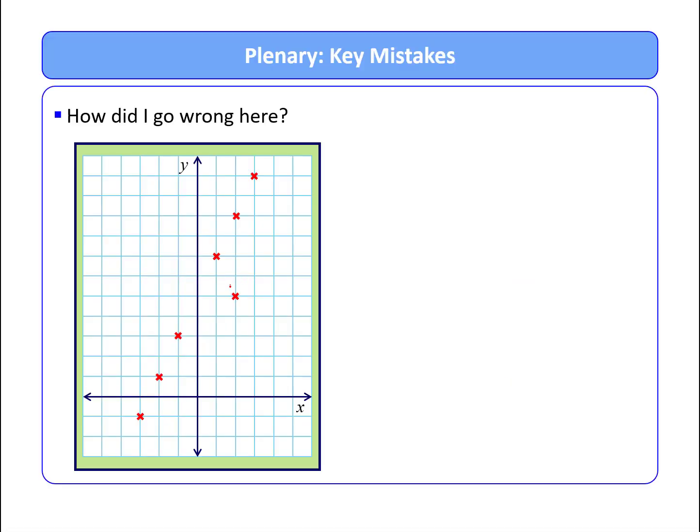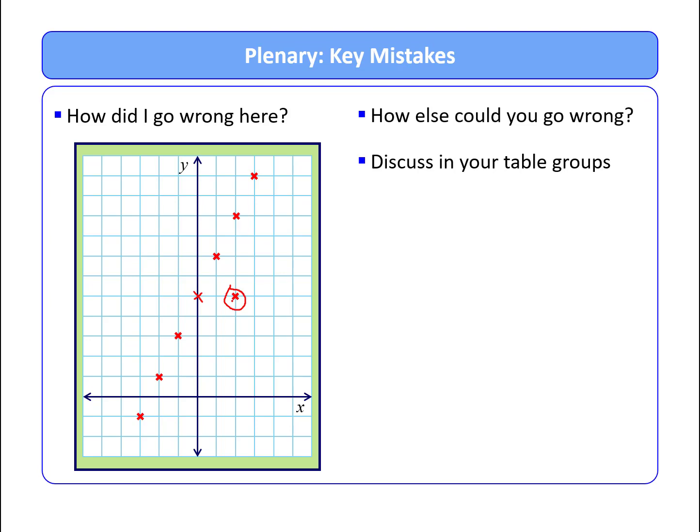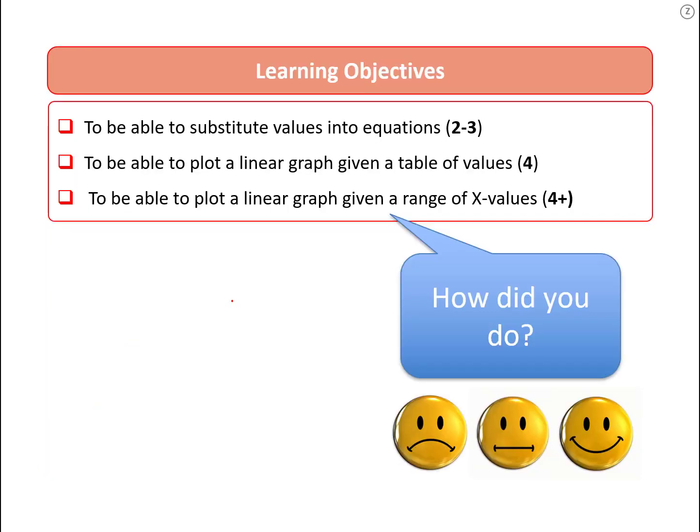This bit is obviously wrong, because it's a straight line graph, it should go there. That will lose you a mark, guys, so be careful. How else could you go wrong? Negative numbers, maybe. Make a mistake with negative numbers. Be careful with the scale. And just tick off what you can do here.